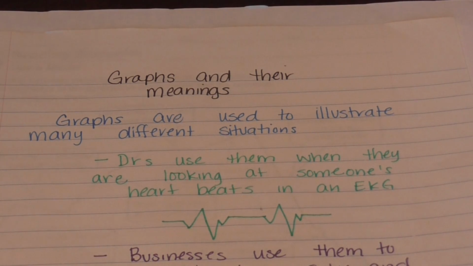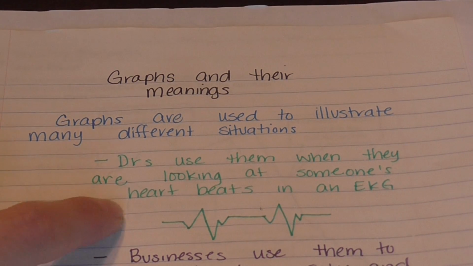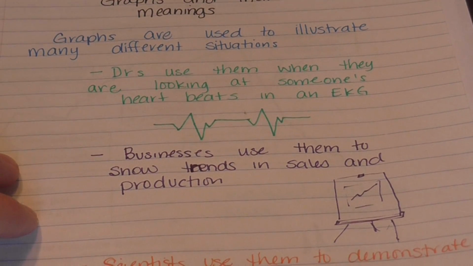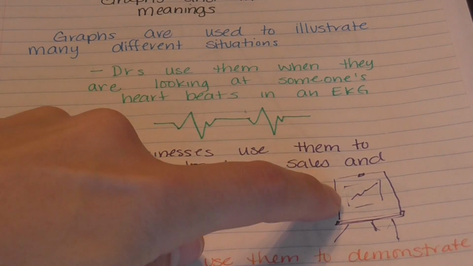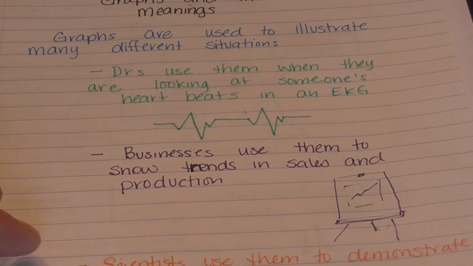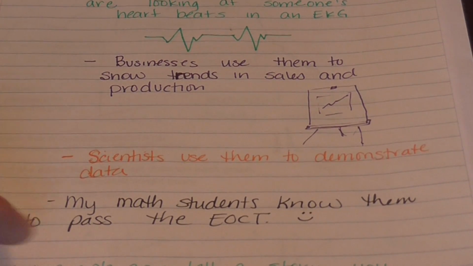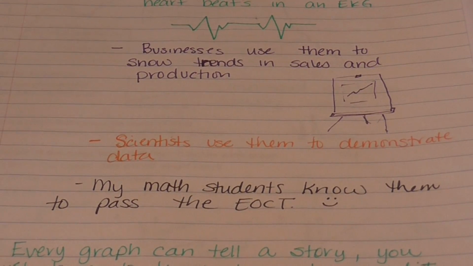When we use graphs, they have meanings. They're not just for the purpose of sitting in math class and filling things out. Graphs are always used to illustrate a lot of different situations. Doctors use them when they're looking at someone's heartbeat, so on an EKG. Businesses use them to show trends in sales and production, right? You've seen this, supposed to be like a graph on a display table. Scientists use them to demonstrate data, and my math students know them to pass the EOCT. So every graph can tell a story, all right? You just have to know how to read it.